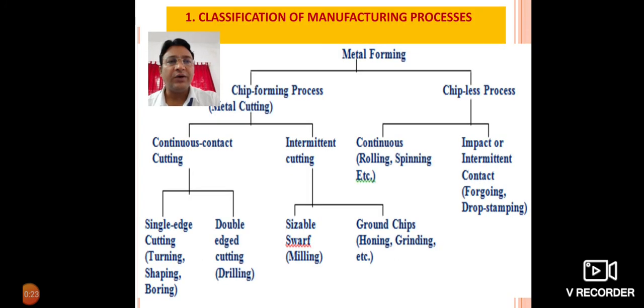So let us recap what we have seen. Basically we have seen the different types of manufacturing processes: chip forming, non-chip forming, continuous cutting, intermittent cutting. Continuous means turning, shaping, boring. These are examples where you have just one cutting edge. Then intermittent cutting, like milling. In drilling we have a continuous cut. In milling the edges come into contact one by one, so that is intermittent cutting. Then honing and grinding. Then chipless processes like rolling, spinning, forging, stamping. So these are the different processes.